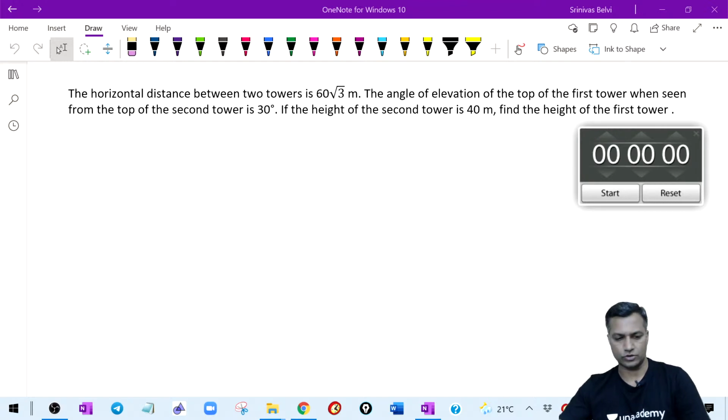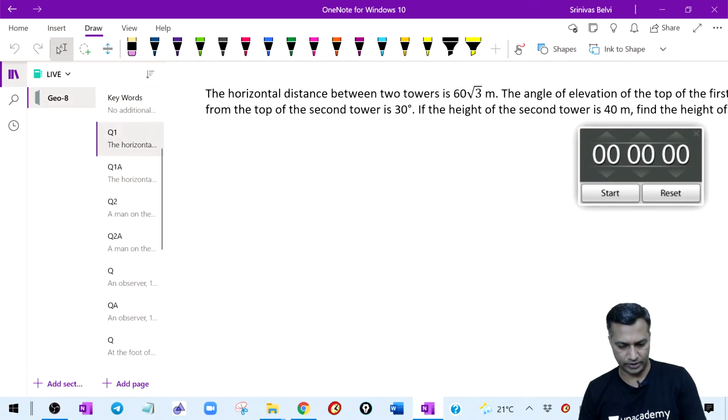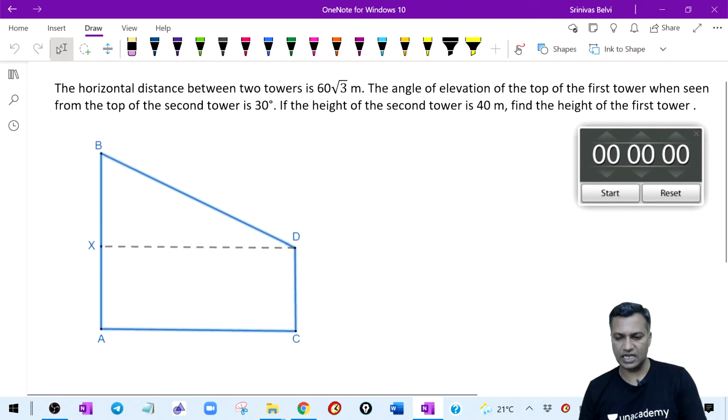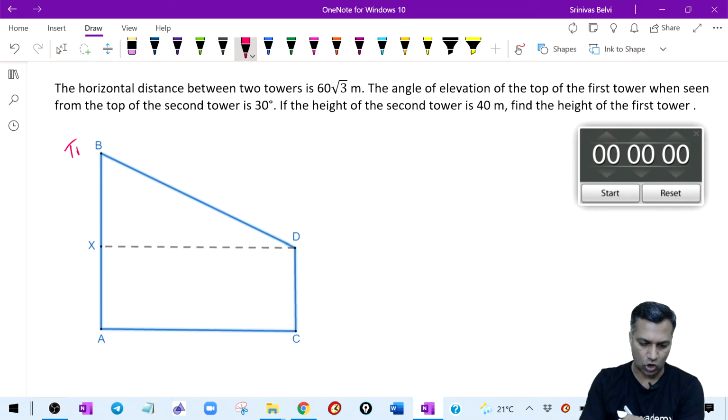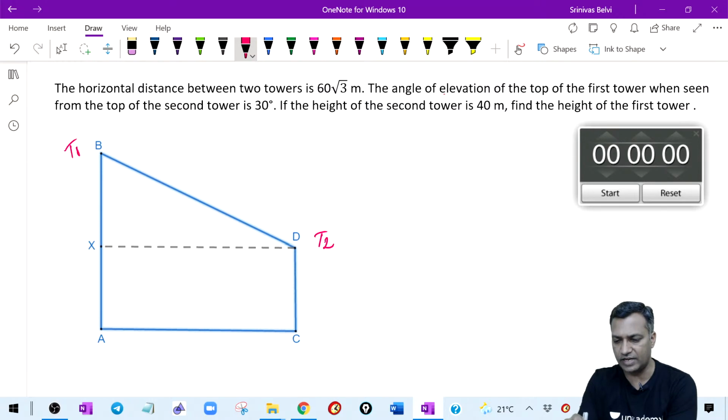All right, let's see how the schematic diagram might look. This can be a schematic diagram that you can think of. The horizontal distance between the two towers, this is tower 1, the longer one, and this is tower 2. How do you understand that tower 2 is the shorter one? The angle of elevation from the top of the first tower when seen from the top of the second tower, which means the person is here, seeing like this. Naturally tower 1 is taller, so we have to read and understand which is the taller tower between the two.